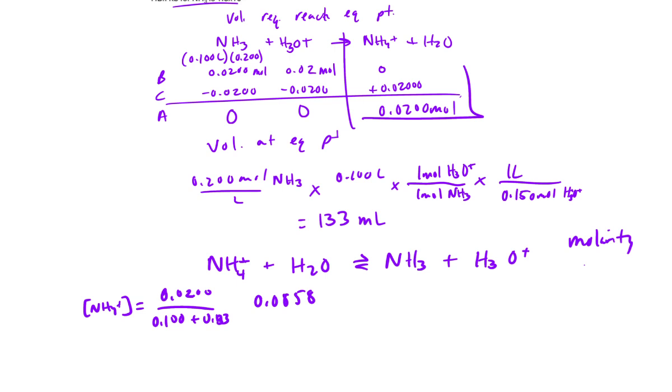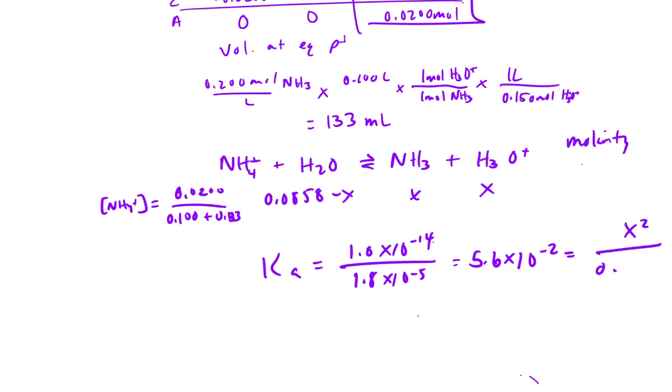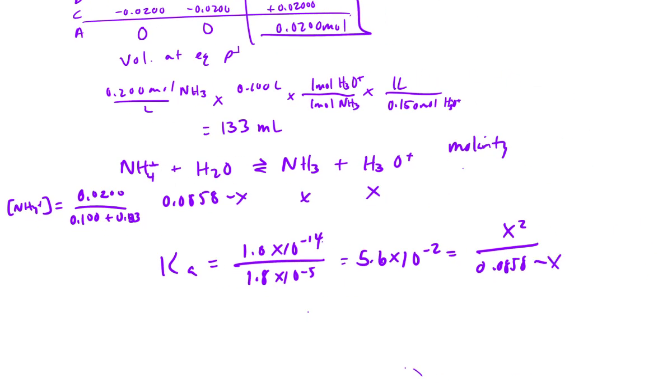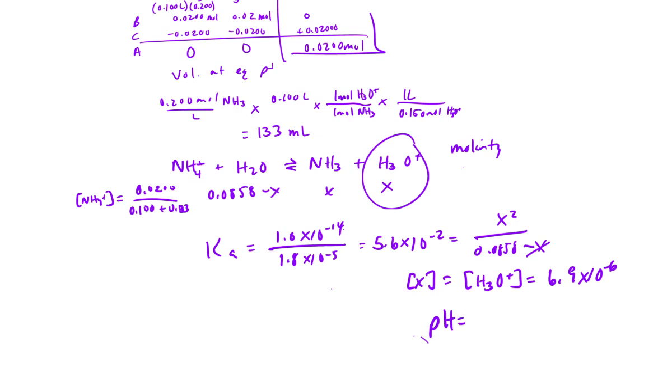Now we know our concentration, we have a weak acid, we could subtract x, and I'm just sort of skipping to the E line of our ICE table. We need a Ka value, we have a Kb value. So our Ka is going to be 1 times 10 to the minus 14 divided by 1.8 times 10 to the minus 5. 5.6 times 10 to the minus 10 is equal to x squared over 0.0858 minus x. In this case, x is going to be negligible. We can get rid of that. We can calculate x, which is equivalent to the H3O+ concentration from our ICE table. We'll get 6.9 times 10 to the minus 6. And when we take minus the log of that, we'll get 5.16.